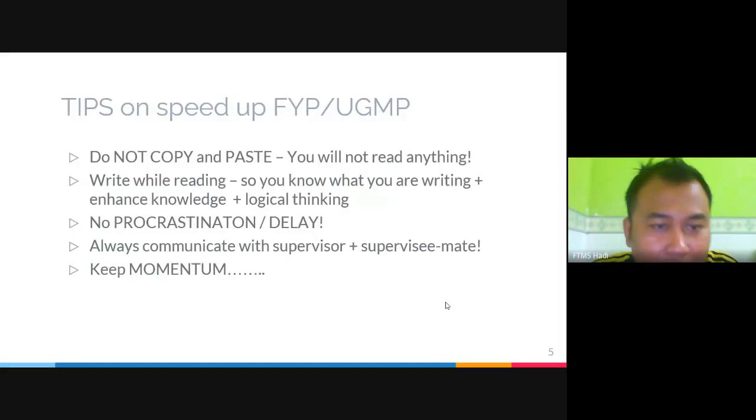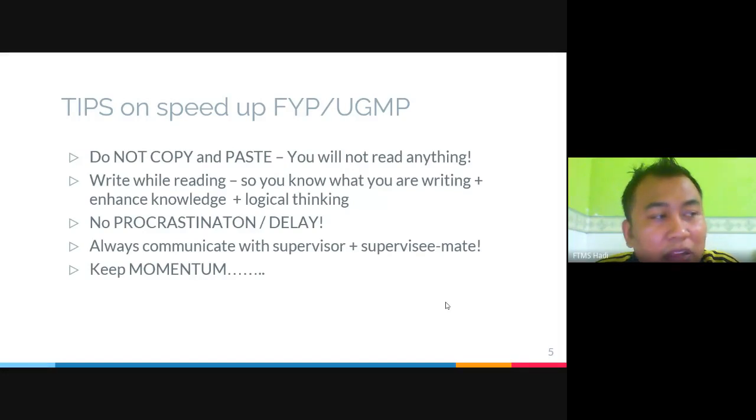Okay, before I start with process number 1, let me share a little bit about tips to speed up your FYP and UGMP. One of the issues of FYP and UGMP is getting the late list of supervisors' names. That one we can understand. But one of the major issues, even worse than that, is procrastination. Procrastination means that even though they know the supervisor, they don't know what to do, and they just keep delaying and delaying until the end of the semester they just start.